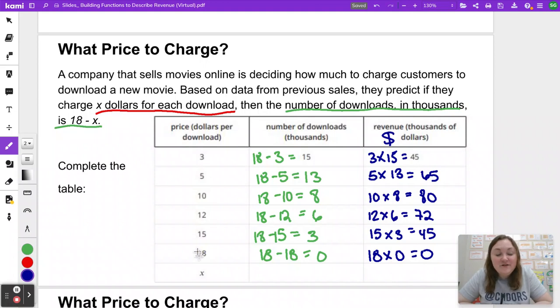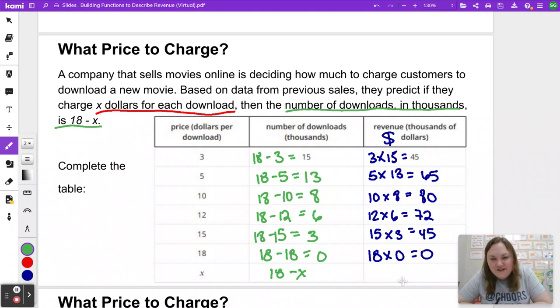And so we're seeing if you make the price way too high, you don't end up making any money because no one's interested in buying them. This final row here with X is going to be describing what we've been doing above. This first one has already kind of been done for us because they gave us that expression. We've been using for this middle column 18 minus X each time to find the number of downloads. If you look at what we've got here, every single time we were taking 18 and subtracting a number, and that number every single time was this first number, our X.